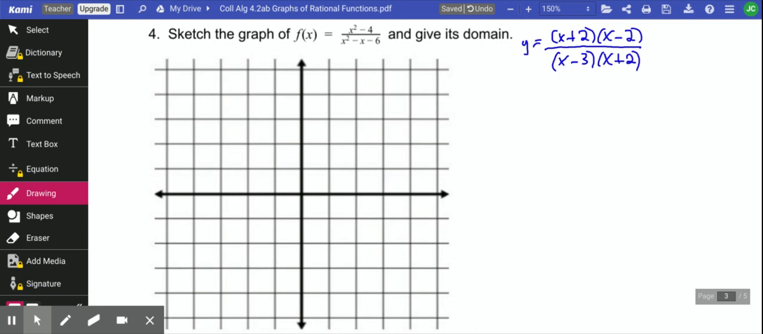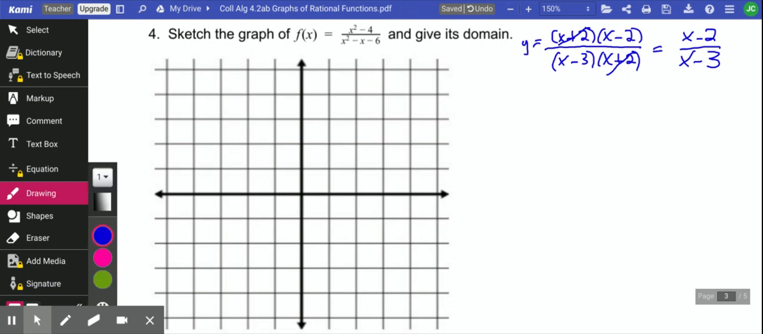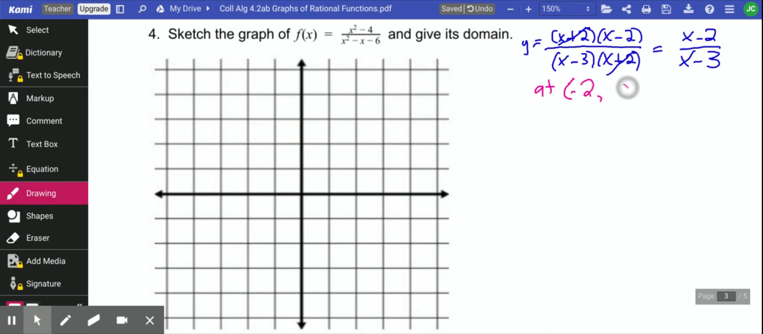Now, oh, this is interesting. Do you see that the x plus 2's cancel? So that leaves us with x minus 2 over x minus 3. So that's a simpler function, which is nice. That is good news. But that also means that something weird is happening, because at x equals negative 2, we can't plug in negative 2 because we'd still be dividing by 0. So that's not going to work. But it's not a full asymptote because it canceled out.